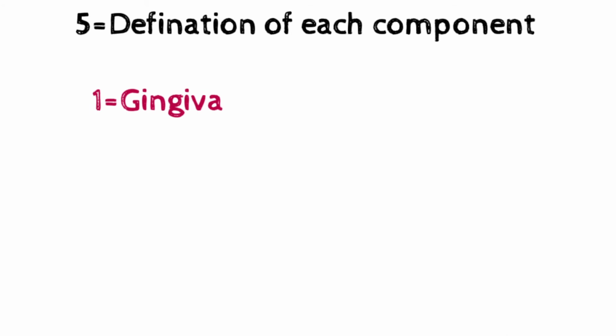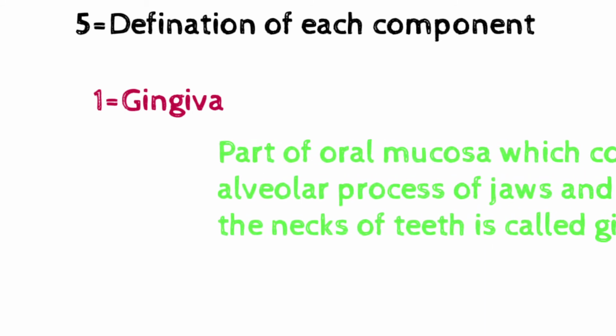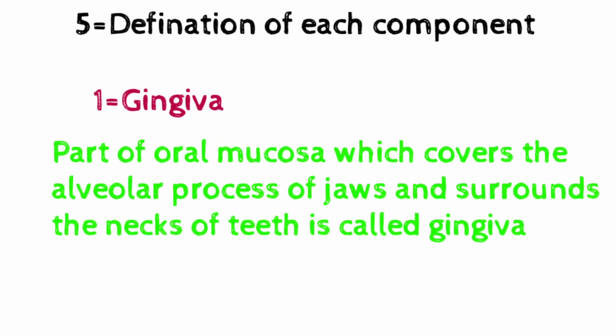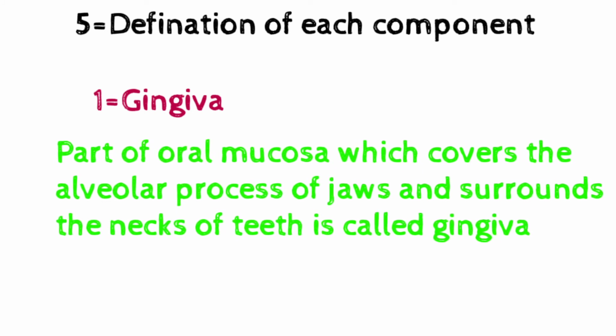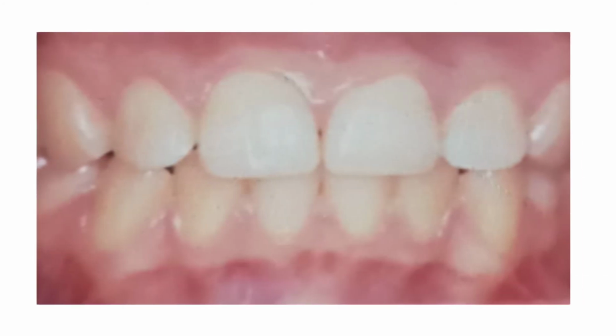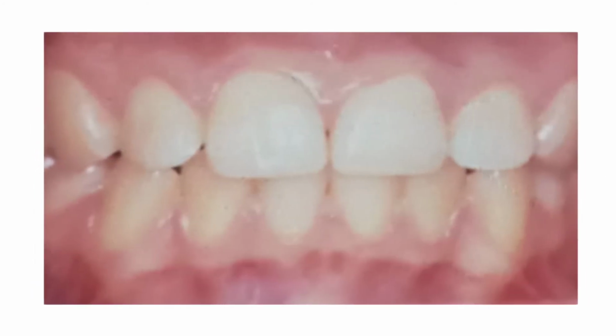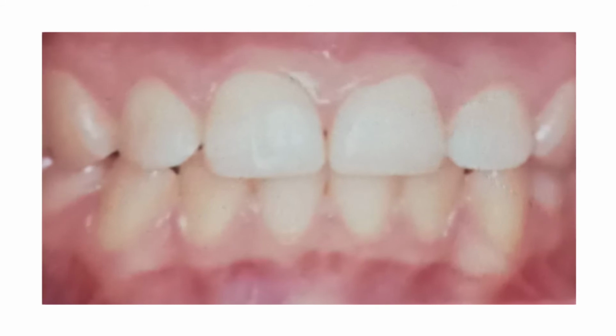Now come to the last topic outline: definition of each component of periodontium. First we start from the definition of gingiva from Carranza book of periodontics. How do we define gingiva? Part of oral mucosa which covers the alveolar process of jaws and surrounds the neck of the teeth is called gingiva. Now look at this diagram. Here this is a gingiva which covers the alveolar processes of the jaws and also the neck of the teeth at cemento-enamel junction, mean the cervical area of the tooth.